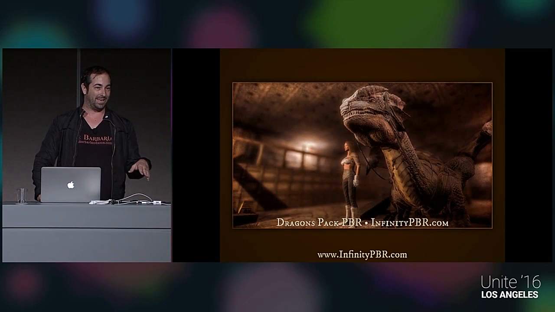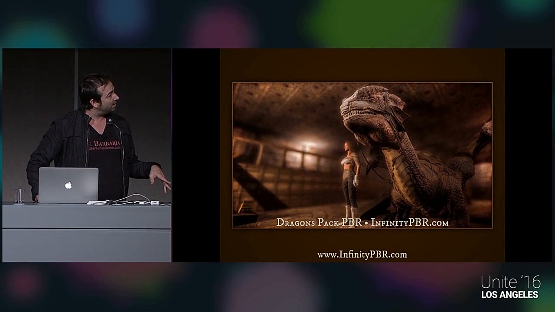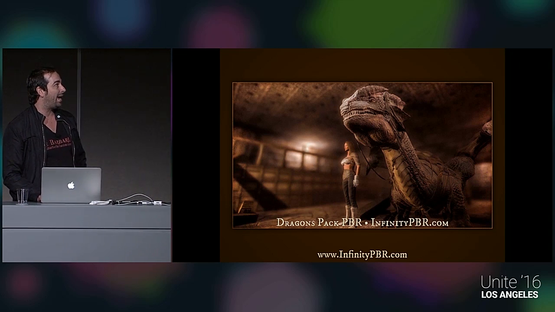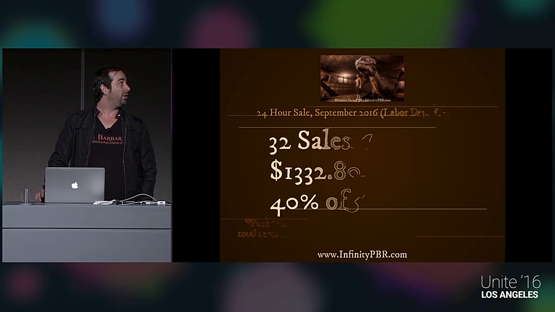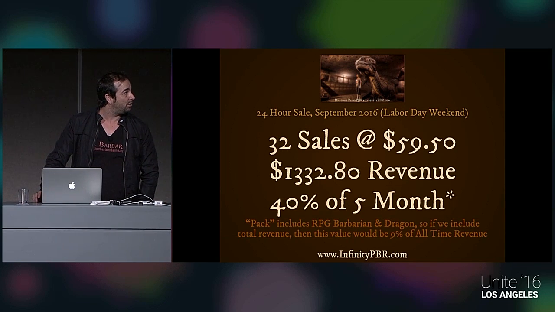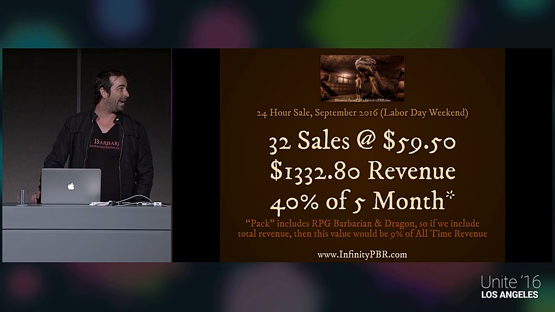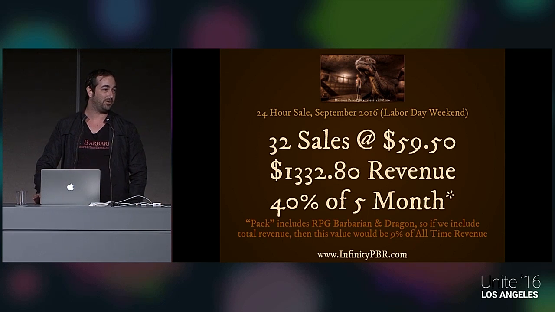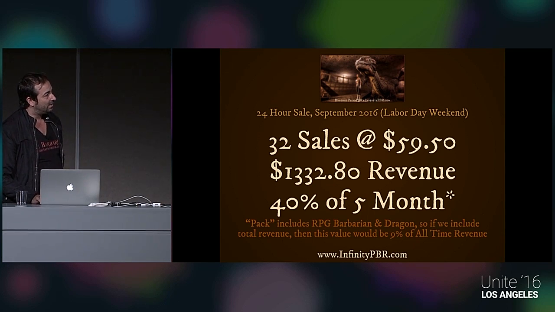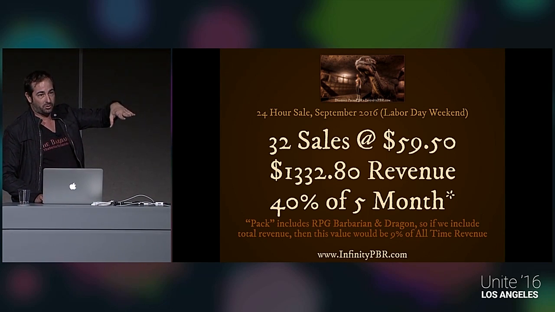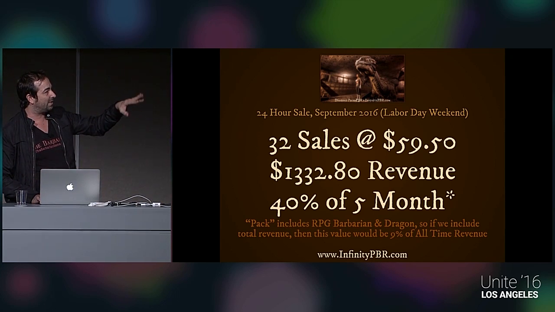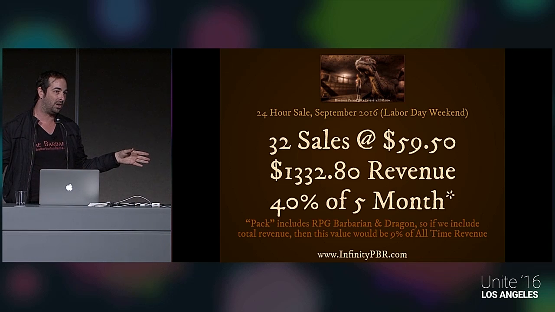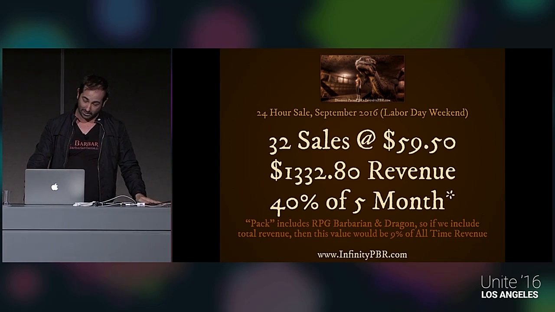Next, a year later, on Labor Day weekend, there's something about Labor Day weekend and characters, I think. The RPG character pack, that's the Barbarian and the Dragon together, was on sale. Higher price point, fewer sales, but more money. So 40% of that pack in 5 months, that's how long it's been out, 40% of the money came from that one day. If you include the individual Dragon and Barbarian, that's a lot less. But that's because both of those were by themselves for a long time before I put them into a pack, and they were quite popular.